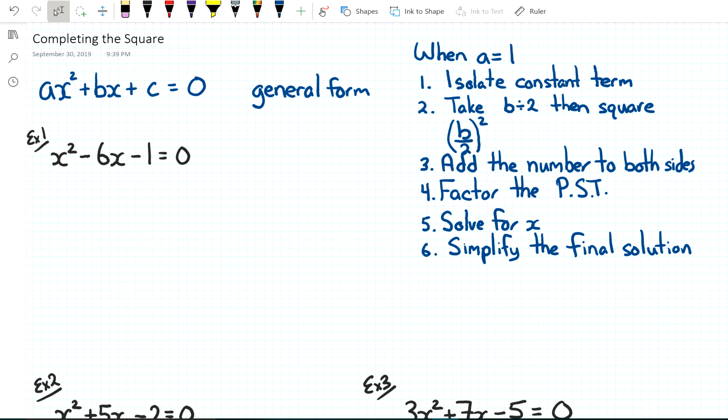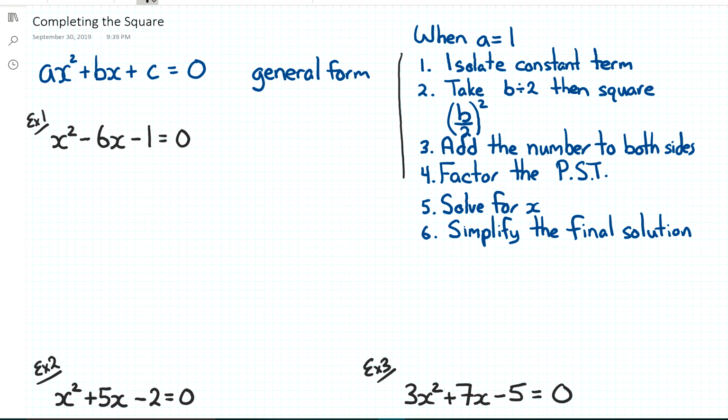So first of all, when we have the equation in general form and the a value is 1, we want to do the following list of steps to get to the answer. So for question number 1, we would isolate the constant term. So we'd move the 1 over.